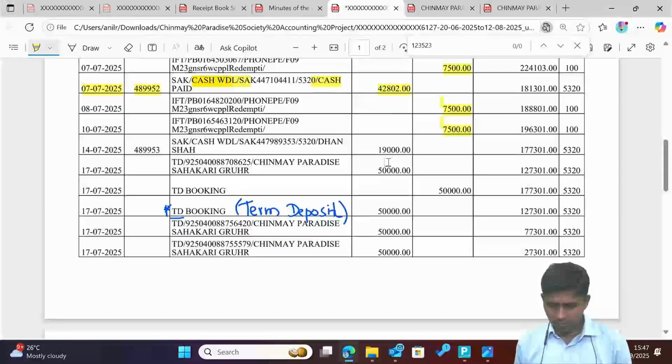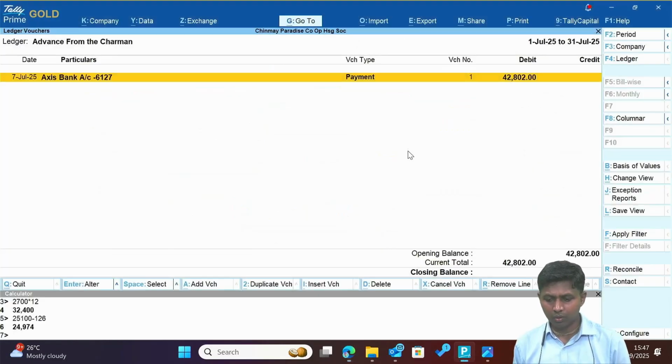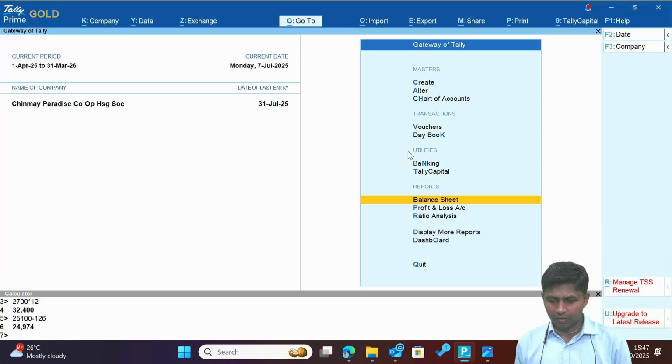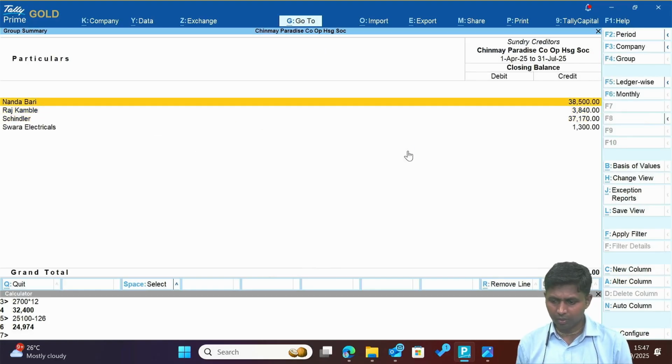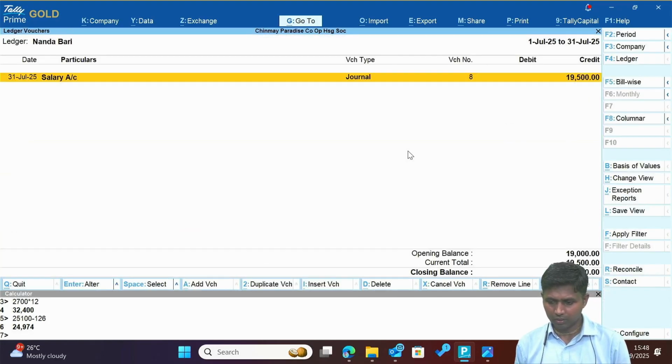Now we're able to figure out what had happened here in the month of July, 19,000. That means this must be the salary of June. To whom is this payable? To Bari, I think. Now check the balance sheet, and in that check the liability section, Nand Bari. Okay, his account. Now open the transaction list. Now this is June month salary.